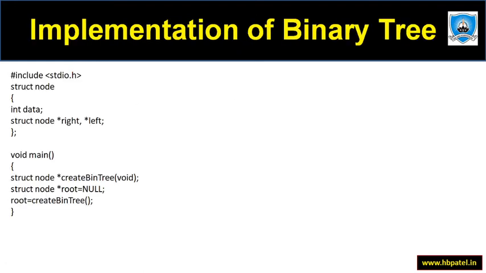Now let us try to implement a binary tree in C programming. So the first thing is, we need to see it from the structure point of view.